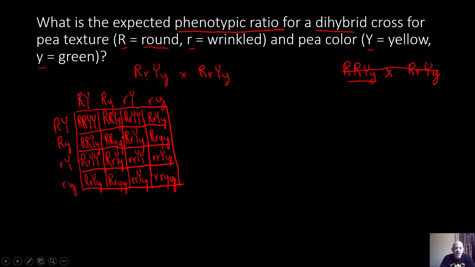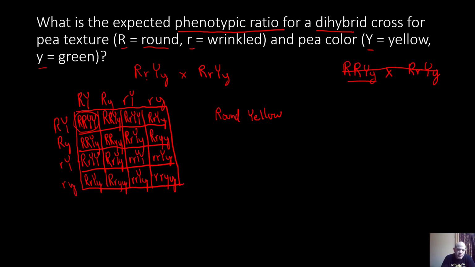So now that we filled in all the boxes, we're going to want to figure out the ratio for the possible genotypes for this dihybrid cross. And so what we're going to do is start with the first box here and figure out what that genotype is. And that genotype looks like it's going to be round and yellow. And so now what we want to do is figure out how many other round and yellows there are. So we know we already have one.